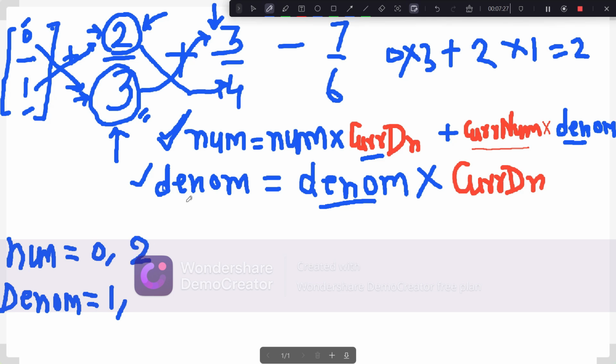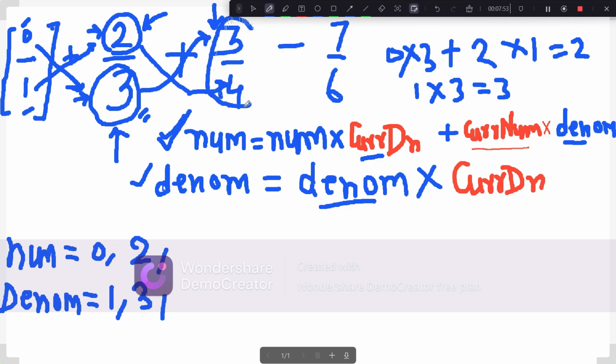Now come to this denum. So denum equal to denum into carnum. So 1 into carnum is 3, right? Oh, this one, yeah, carnum is 3. So 1 into 3 is 3 only, right? So our new denum value would be 3. Now we are till here, fine. Okay, now we'll go to the next value. So come here, this time we have reached here.